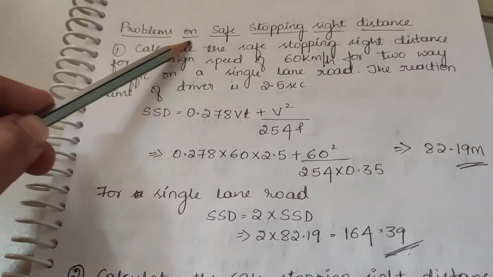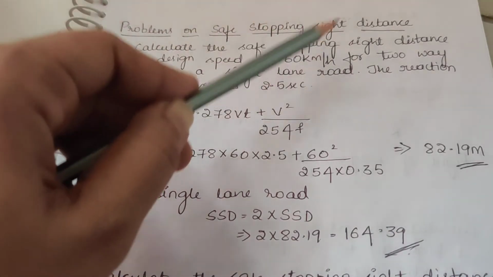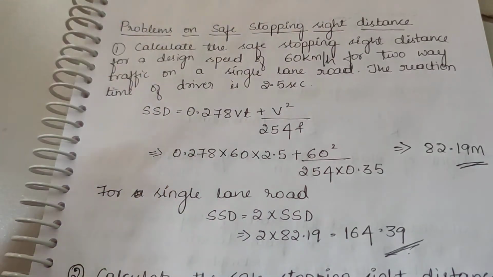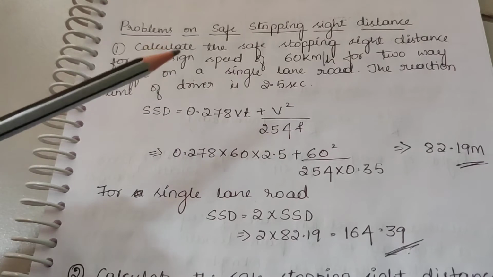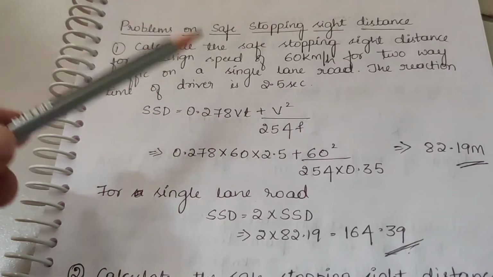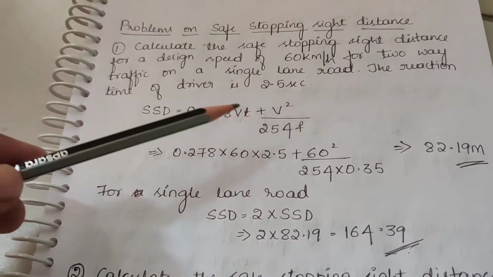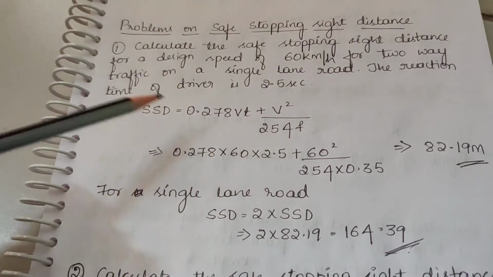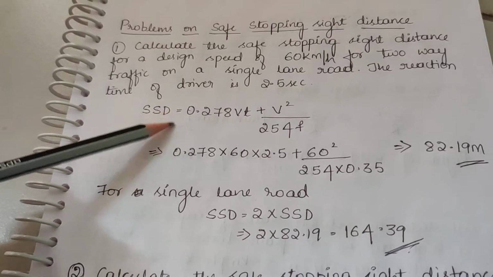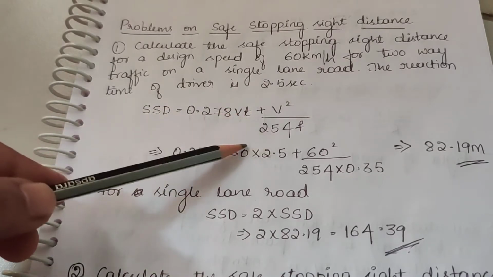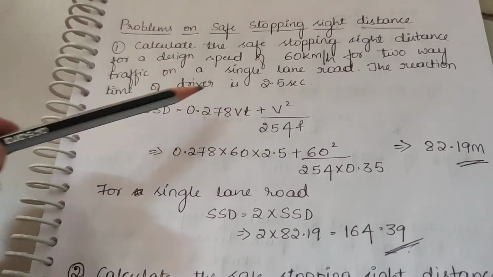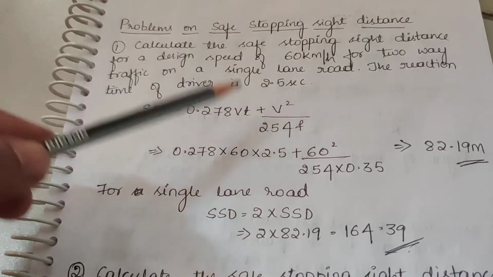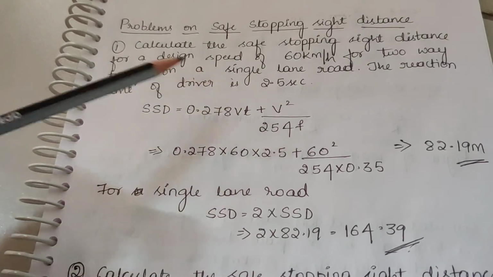So, problems on safe stopping sight distance, or stopping sight distance. In the previous class I taught you the theory part, and in this class I'll be solving problems on stopping sight distance, overtaking sight distance, and intermediate sight distance. If you refer to the previous video, you will know which formulas are applied, and whether V is in kilometer per hour or meter per second, what formula should be applied.